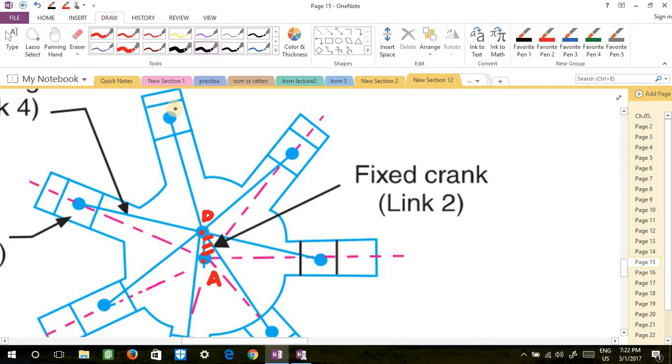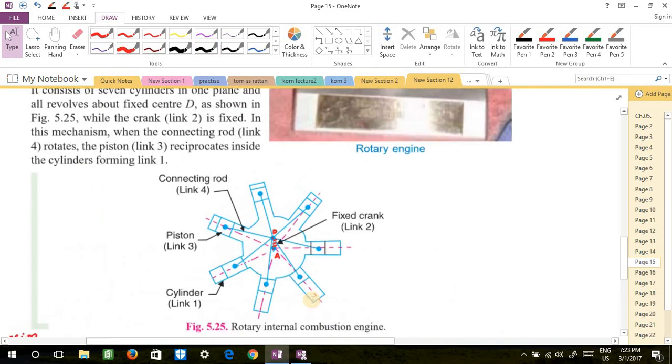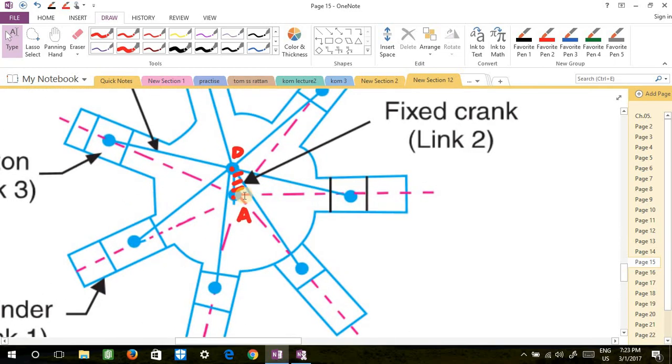About point D, all these pistons which are connected to this point with this connecting rod are rotating about this point. All the pistons are rotating about point D. But about point A, if you can clearly see, the whole outer portion of the cylinder is rotating about point A and the pistons are rotating about point D. I have explained this in your class, and this link AD is already fixed.